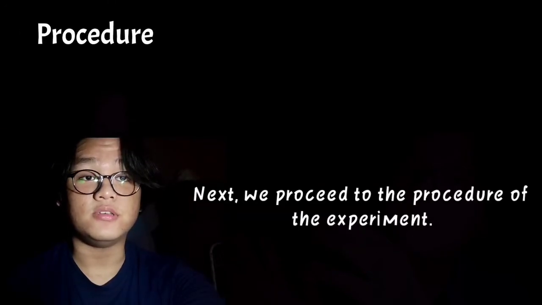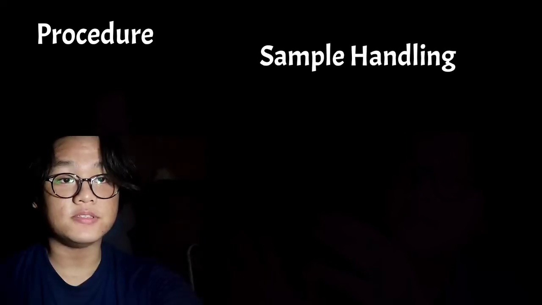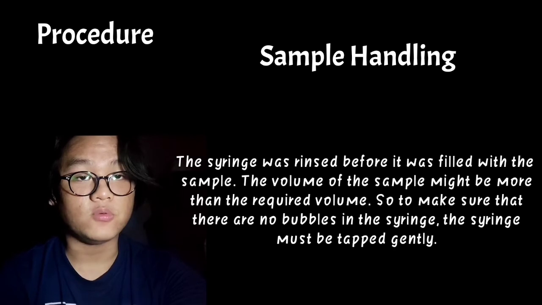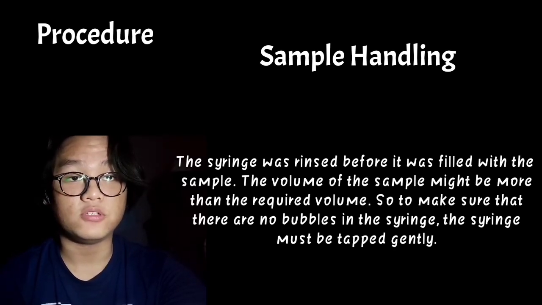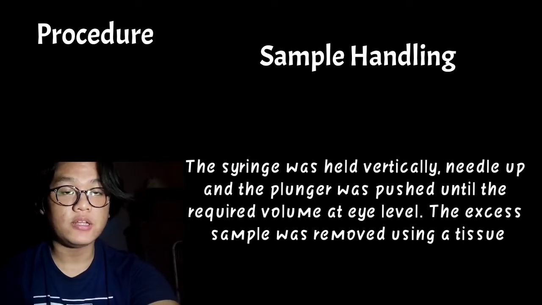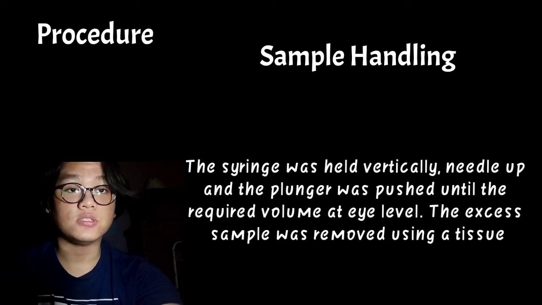Next we proceed to the procedure of the experiment. Step 1. Sample handling. The syringe was rinsed before it was filled with the sample. The volume of the sample might be more than the required volume, so to make sure that there are no bubbles, the syringe must be tapped gently. The syringe was held vertically, needle up, and the plunger was pushed until the required volume was reached at eye level. The excess sample was removed using a tissue.